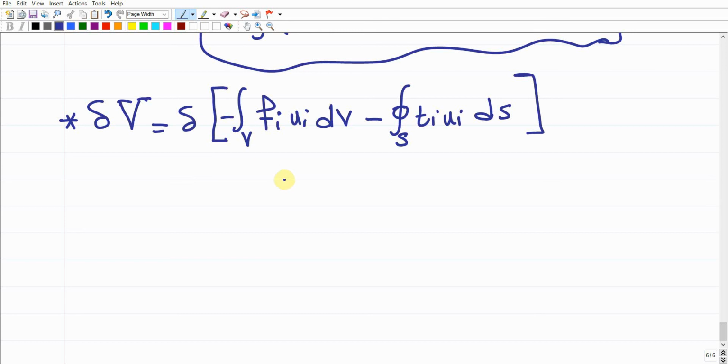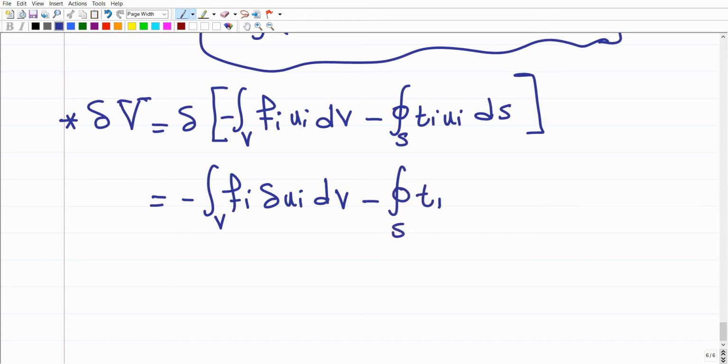So the only thing that will be subject to the phase variation is only the displacement field ui. So we can write this as the negative of the integration over the volume of fi, which is just constants, times the first variation of ui, dV, negative the integration over the surface of ti, this constant, times the first variation of ui, dS.